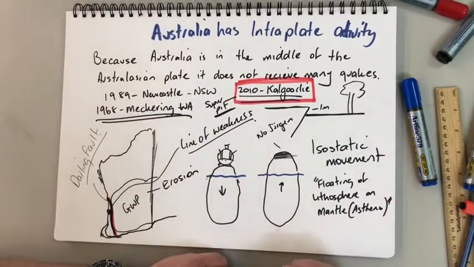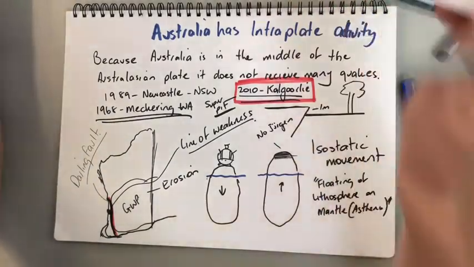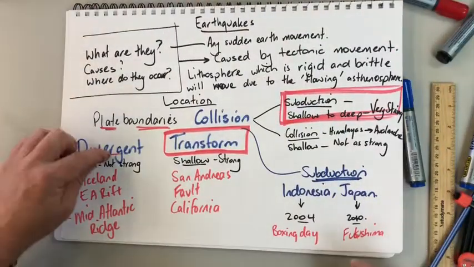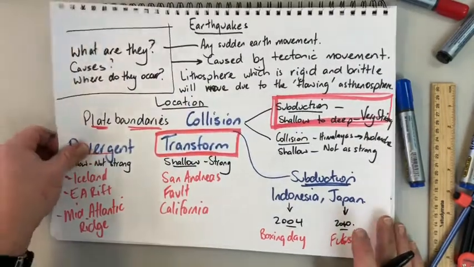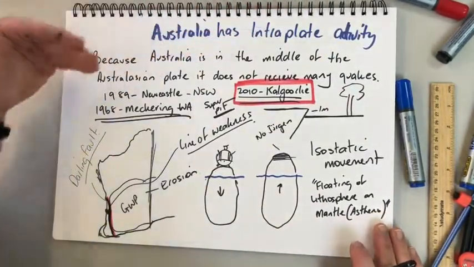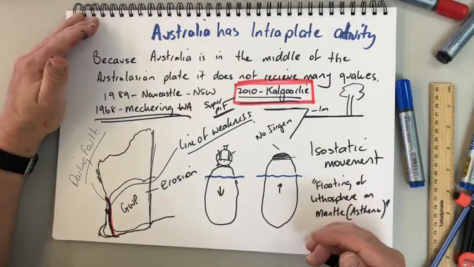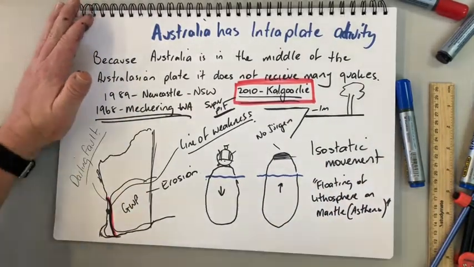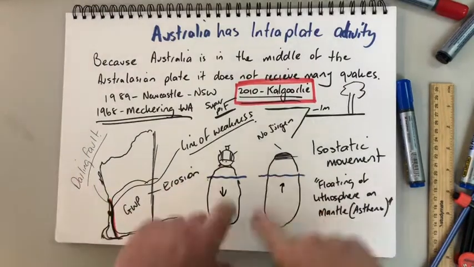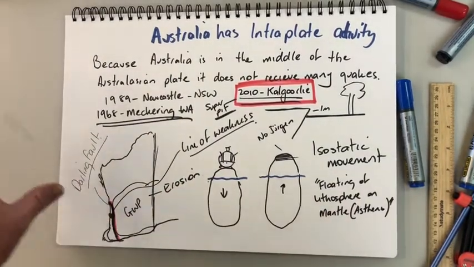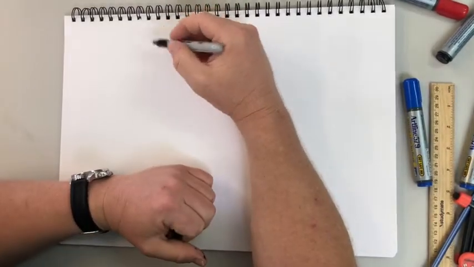All right? So you can have plate activity at plate boundaries, where we've got tectonic movement, but you can also have intraplate activity caused by isostatic movement of the continent. Or let's just call it doing a Jürgen. Please don't say that in an exam, by the way. Next part is anatomy.